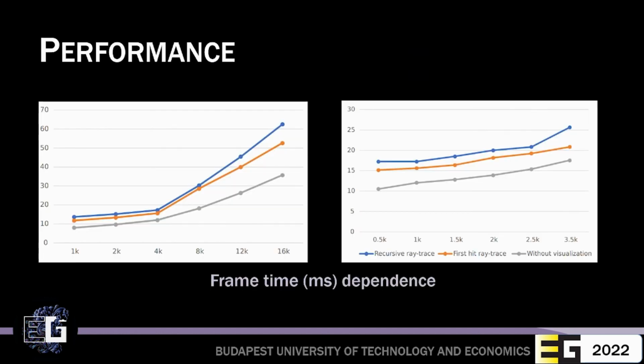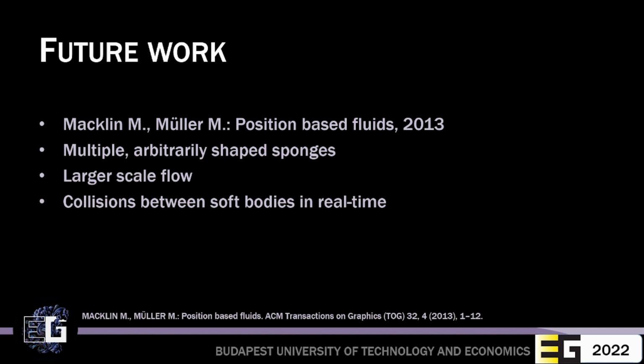Based on our measurements, the method works in real time for lower particle and node counts, with acceptable visual quality. Higher particle counts are still interactive. Using around 8,000 fluid particles and 1,000 sponge nodes, the simulation and realistic rendering took around 30 milliseconds per frame. We formulated our control nodes for SPH simulation, but using position-based fluids would likely improve fluid incompressibility and performance. We have not demonstrated simulating multiple arbitrary shaped sponges or larger scale flow. Handling collisions between soft bodies in real time will be extremely challenging.